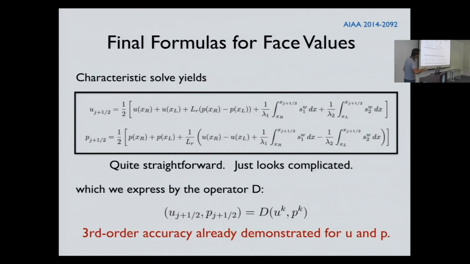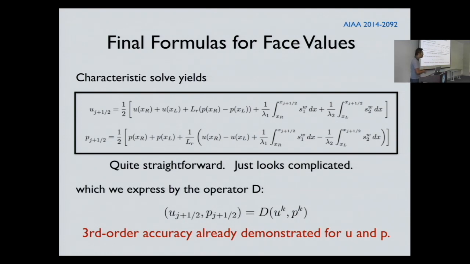So if we solve this 2x2 linear system, we get these expressions. It looks a little bit complicated, but it is quite straightforward. And now we express this whole operator for diffusion. Given solution values U and P at time level k, this operator finds the solution values U and P at the next time at the face by solving these characteristic equations. And third order accuracy was demonstrated for U and P. This was done last year already. So the diffusion scheme, I know it works.